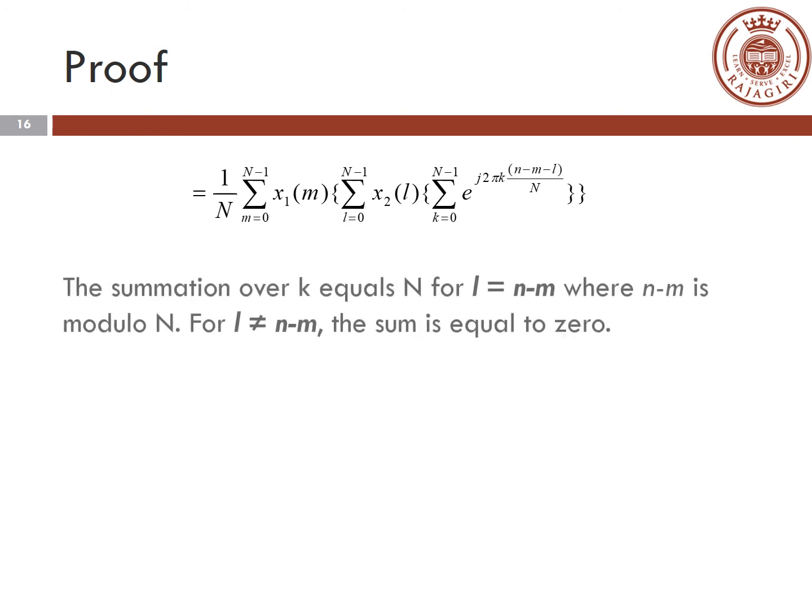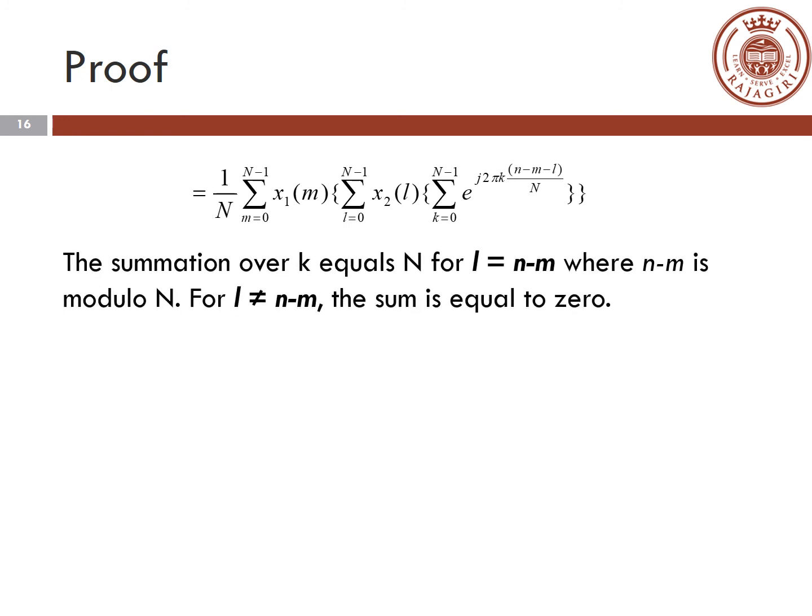Now the summation, you can note that this particular summation over k equals n, that means the whole summation equals n for L equal to n minus m, where n minus m is modulo n, and in all the other cases this summation is going to be 0. So we need to consider only one case, that is when L is equal to n minus m. So the whole equation gets reduced to 1 by n sigma m equal to 0 to n minus 1 x1 of m.